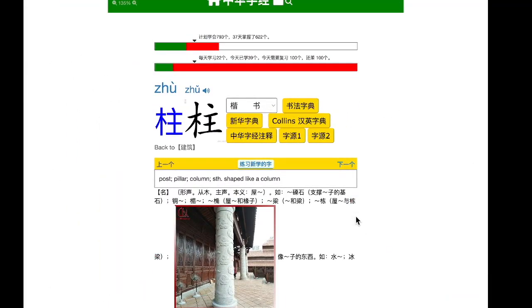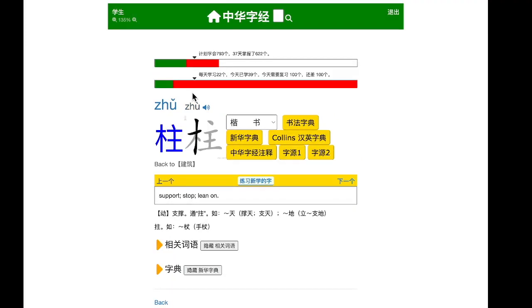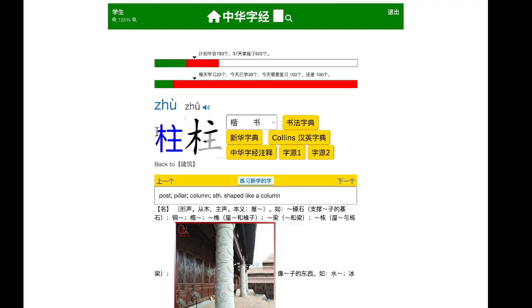Chu is a post, pillar, or column, or anything shaped like a column. Another reading, chu, means to support, stop, or lean on. Same as this character here, which is also read chu and means lean on. For the differentiation, you would use this character, which has the hand on the side, so it's a physical motion, whereas this is an architectural feature. But when you're using it as interchangeable with that other character, you would pronounce it the same way, chu.